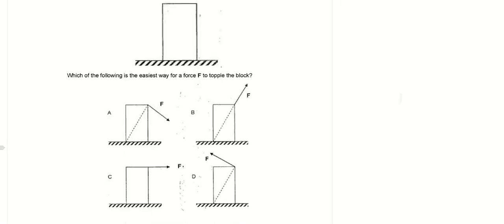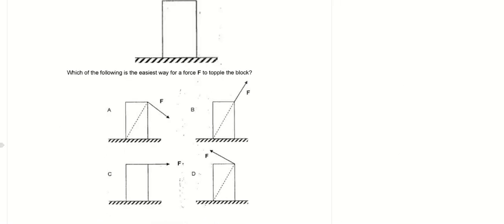Okay, what is the answer for this? The answer is they are looking for the easiest way. So the answer is D. Do you need me to explain why A cannot? If they are looking for the easiest way, it means they are looking for the largest moment.